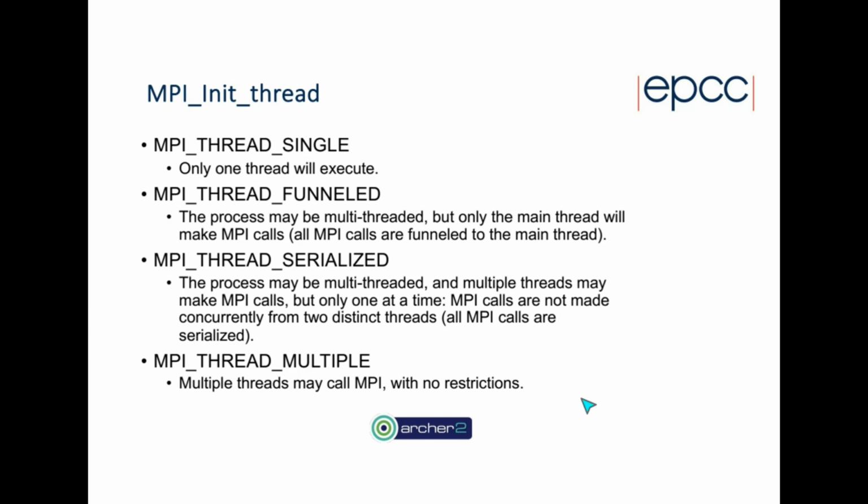And then thread serialized maps to the serialized pattern. It says the process may be multi-threaded, and multiple threads may make MPI calls, but only one at a time. And then finally, MPI thread multiple, which says anything goes. Multiple threads can call MPI with no restrictions.